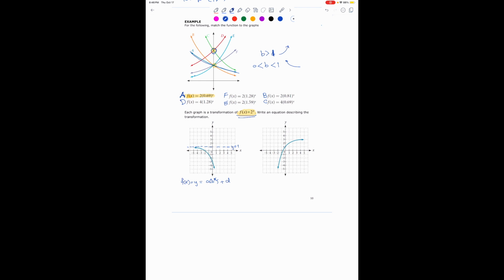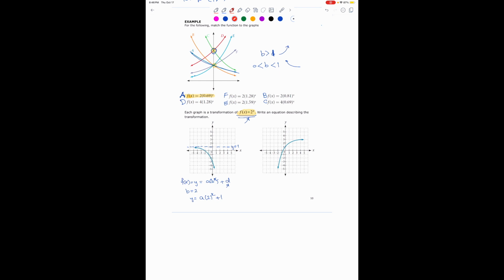In this case, we know that b is equal to 2 because the function is a transformation of the original function, or the parent function f of x is equal to 2 raised to the x power. So we can rewrite the function as y equals a times 2 to the x power. And we know that the transformation is a vertical shift of 1 unit, so d is going to be equal to 1. Now, in order to find a, we're going to use a convenient point.